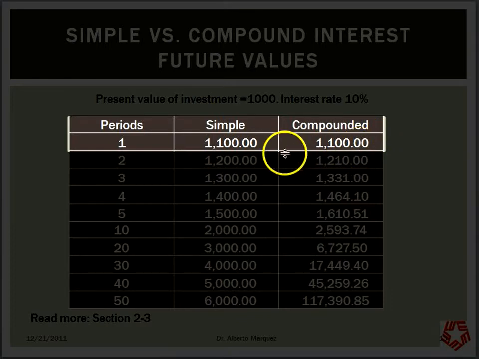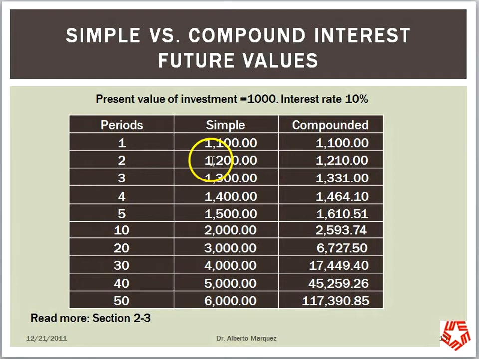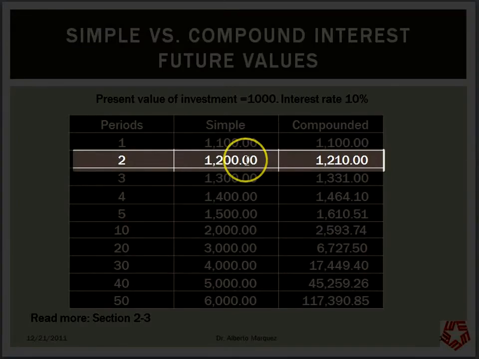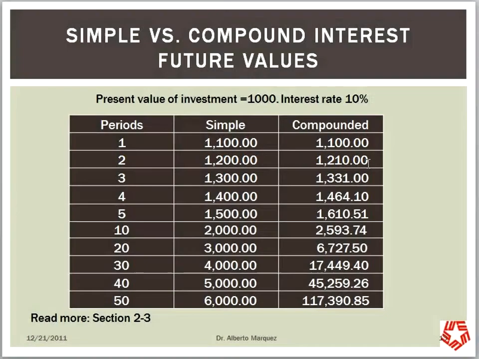However, starting the second period, since we only make interest on the initial investment, which is $1,000, if we have a simple interest, then we would end up with $1,200. Compare that to when we use a compounded interest. Now the complete $1,100 is earning interest, and therefore 10% interest earned on that yields a final value of $1,210.